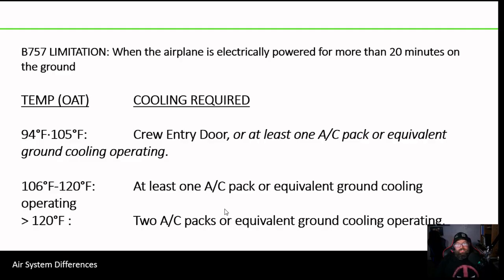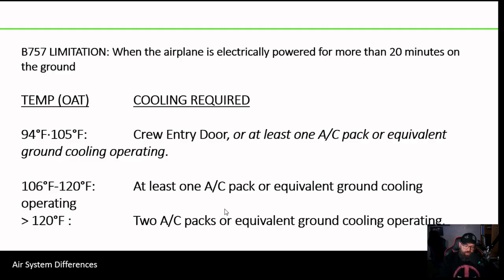757 versus a 767. Again, please, questions, ask them in the comments. Send me an email. Join the Facebook group and send me a message on there. Anything you can do to ask the questions. I love answering questions. I love learning stuff. So if it's something I've never seen before, I'm more than happy to look into it.